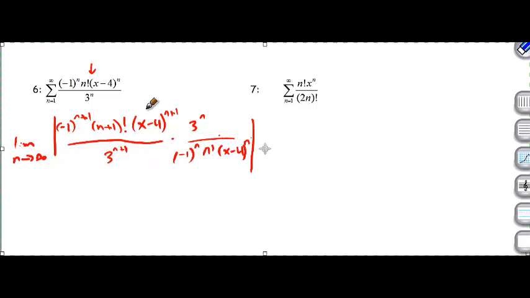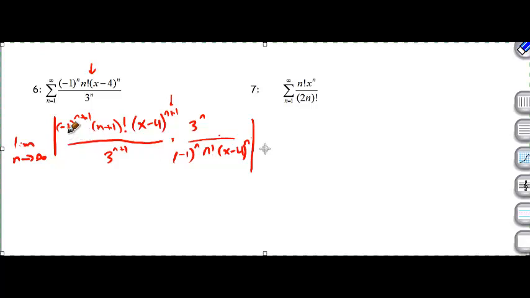So I've already actually set up the ratio test, which just means you use your next term, so n plus 1 factorial, x minus 4 to the n plus 1. Now notice it's not x plus 1, but just n plus 1. When you do the ratio test, you're plugging in n plus 1 for all of the n's. Over 3 to the n plus 1 times the reciprocal of what we started with, because we're dividing it by the original. So the 3 to the n comes up to the top, everything else comes to the bottom.